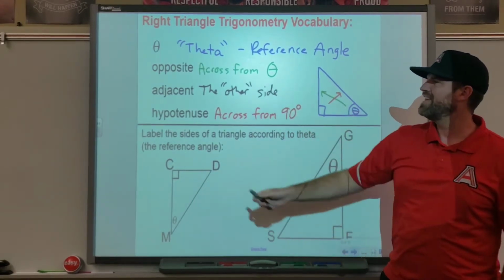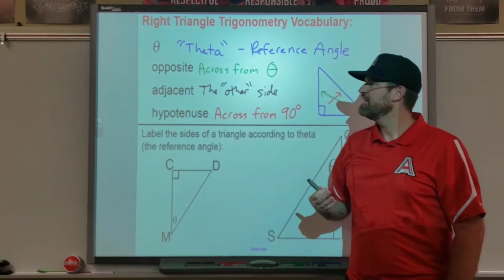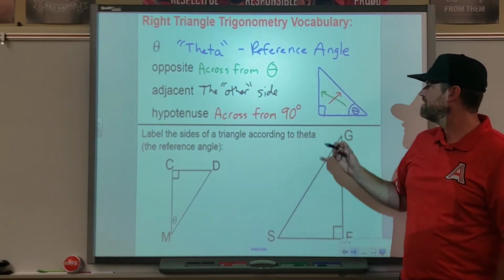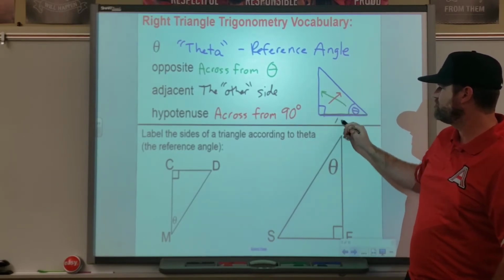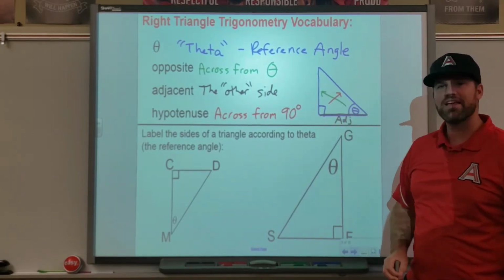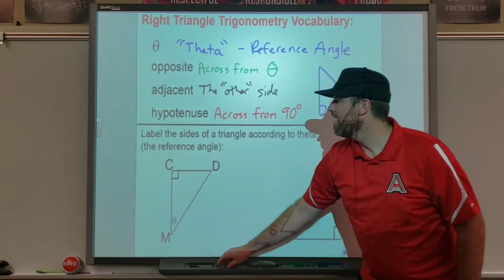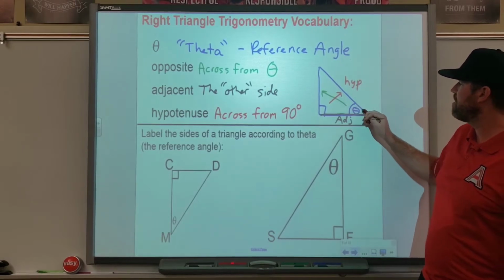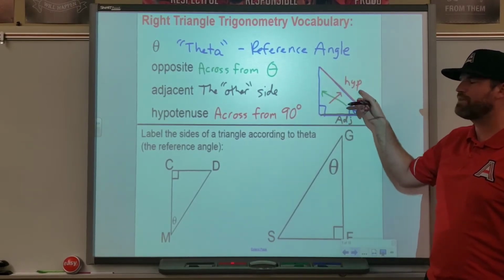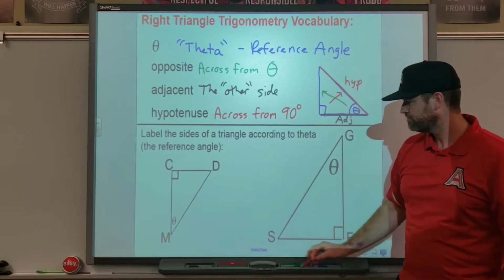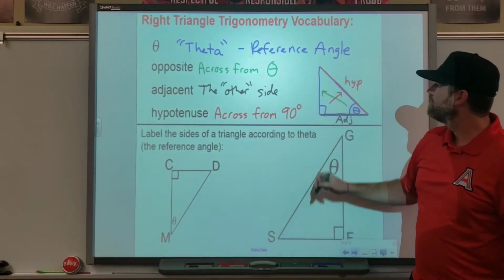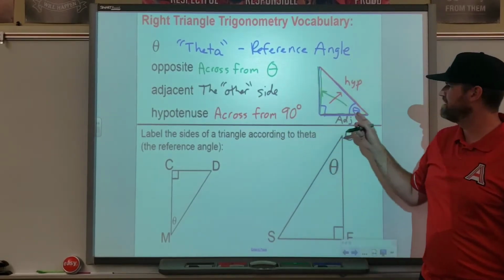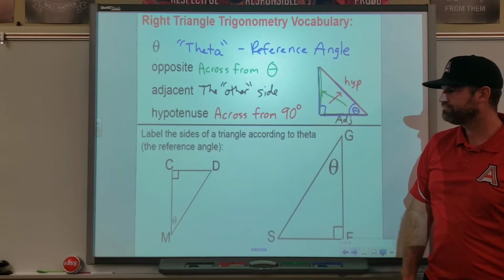Or we can say, since adjacent means next to, it is the side that is next to theta that is not the hypotenuse. So again, this right here would be the adjacent, or we abbreviate it ADJ. The hypotenuse is always across from 90, right? Which is also adjacent to theta, but we give it a special name because it is the longest side. And then our other side, our opposite side, is always the one that is across from theta.